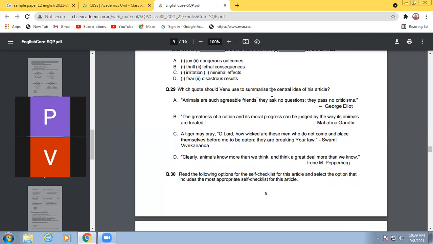She wants to summarize the mood of the article, so which quote can she use? Animals are such agreeable friends. They ask no questions, they pass no criticism. The greatness of a nation and its moral progress can be judged by the way its animals are treated.